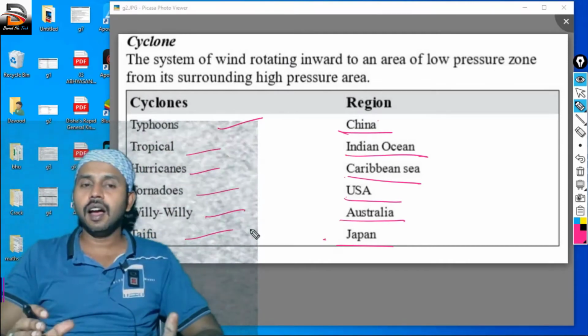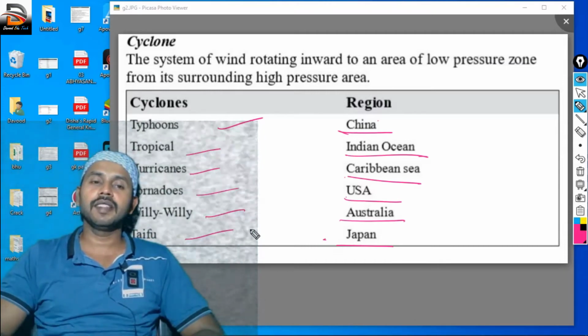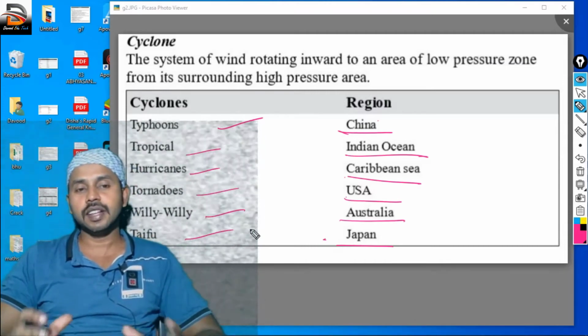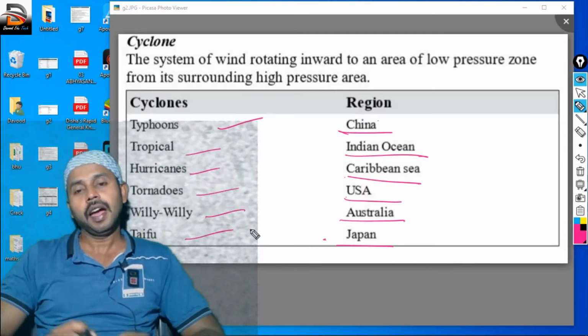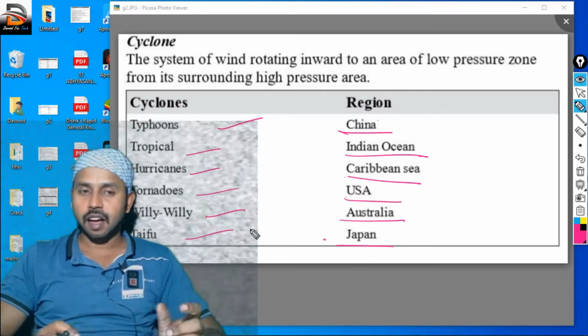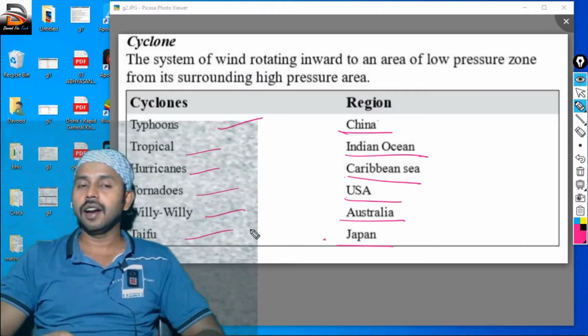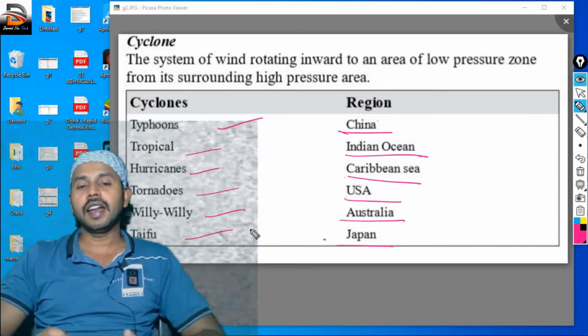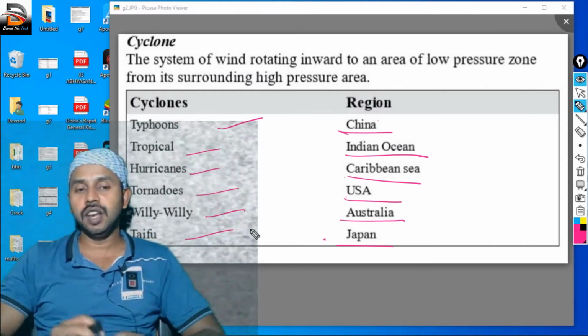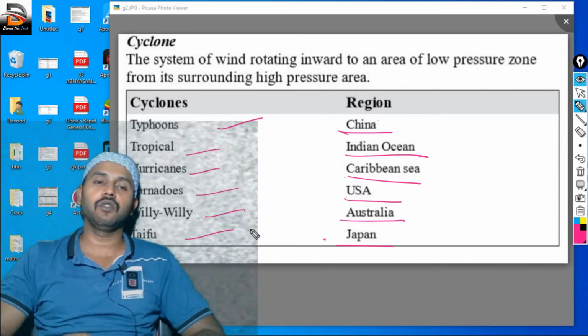In China the cyclone name is typhoons. In the Indian Ocean the cyclone name is tropical, and in the Caribbean Sea the cyclone name is hurricanes. In the USA we call them tornadoes, and in Australia we call them willy. In Japan we call them typhoon.